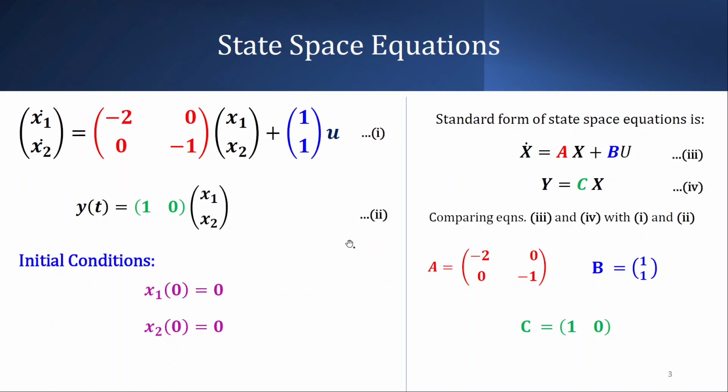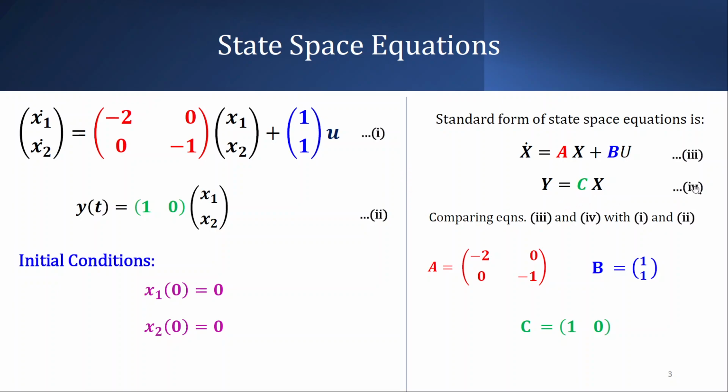As I've said in the previous question too, you need to first identify the A, B and C matrix from the state equations that have been given to us. The state equations given in the question are written on the left hand side of the slide, and you can see that the A matrix, which is indicated in red ink, is also indicated in red ink on the right hand side of the slide. Again, the B matrix, which is indicated in blue ink on the right hand side of the slide, is also indicated in blue ink on the left hand side of the slide. And the C matrix, which is indicated in green ink, is also indicated in green ink on the right hand side of the slide.